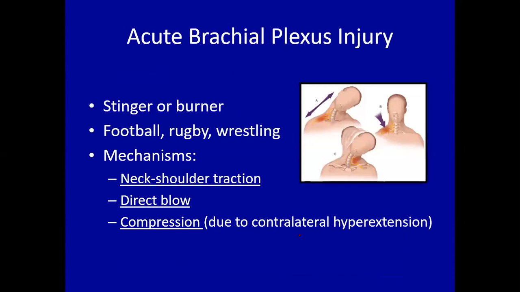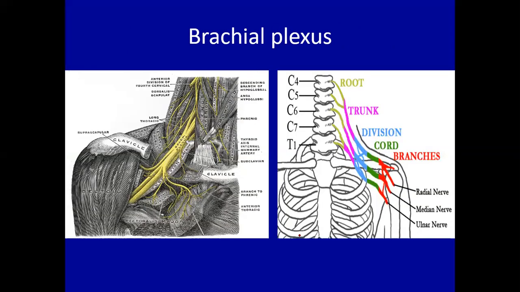Brachial plexus injuries are usually called a stinger or a burner. They're consistent with people that are striking their head against other individuals, like rugby, wrestling, or football. Basically, it's this traction of the neck or a direct blow to the brachial plexus, and it causes neurologic symptoms down the arm, and can cause anything from a palsy to pain. So here's the brachial plexus.